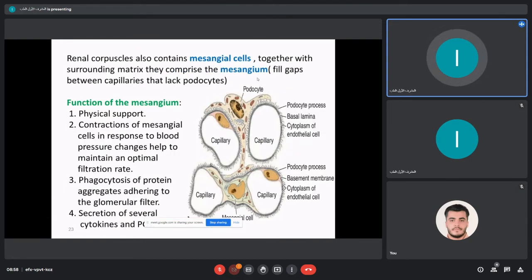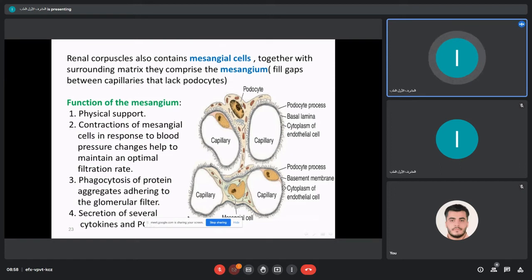The last part of the renal corpuscle here is called the mesangium. The mesangium is a supportive structure, consisting of cells, mesangial cells, and matrix called the mesangial matrix. The major function of this part is supportive, and it fills the gap where the podocytes are not covering the capillaries. In addition to its main function, the physical support, it has some contractile ability to control the blood flow in response to blood pressure changes.